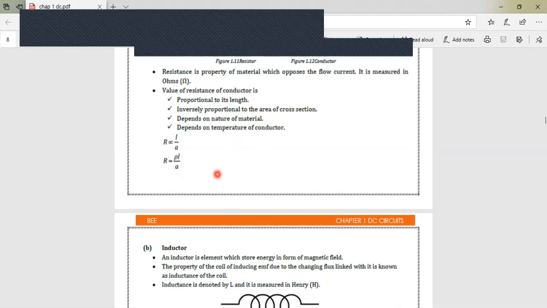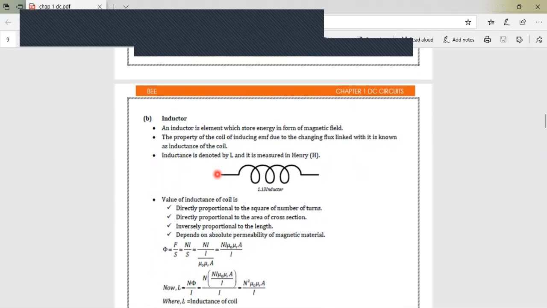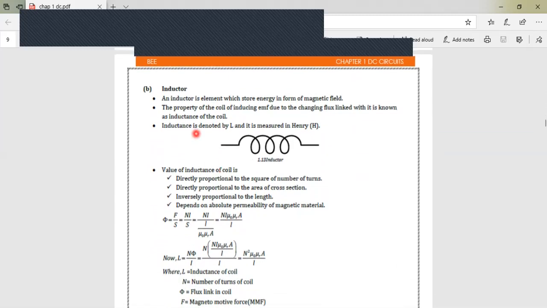Okay. Next is the second component, inductor. Inductor is an element which stores energy in the form of magnetic field. Inductor is also known as coil. The property of a coil of inducing EMF due to changing flux linked with it is known as inductance of the coil.